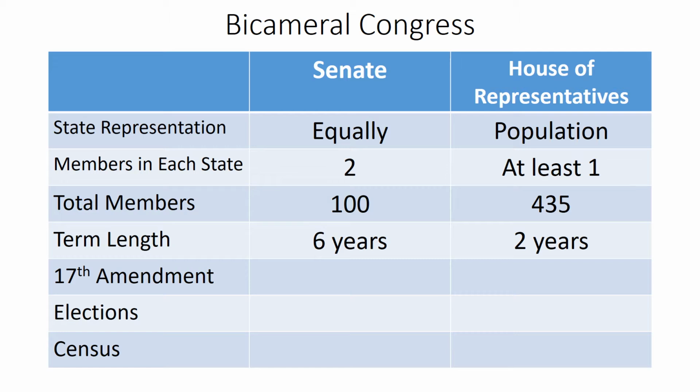for these first four elements. So remember, states are represented equally. There are 2 per state in the Senate. 2 times 50 makes 100 total members, and remember their term length is 6 years.